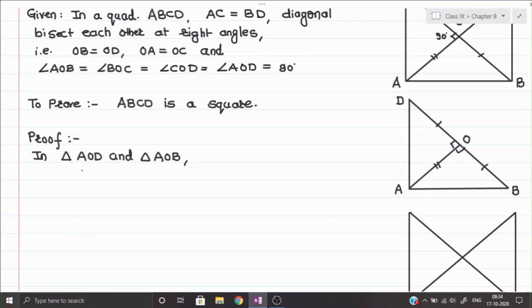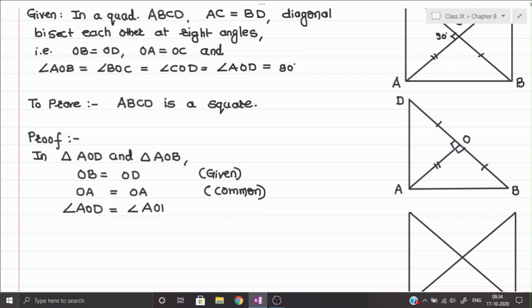First of all, we shall mention OB is equal to OD, which is given in the question, one thing. Then second, OA is equal to OA, that is common. Third thing, angle AOD is equal to angle AOB, that is each 90 degree.